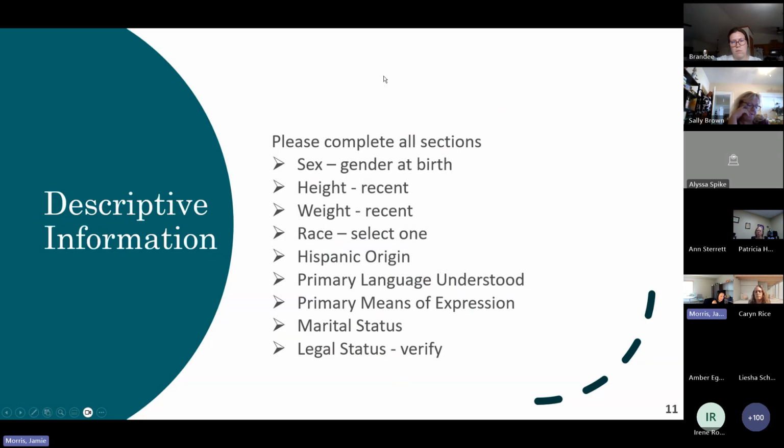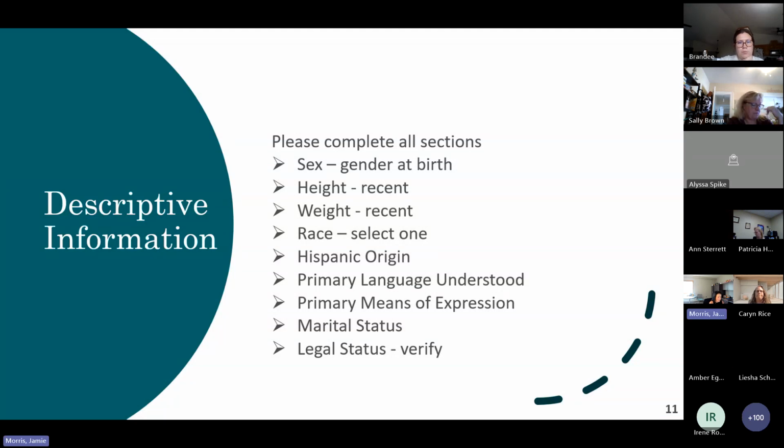At this time, we can move to the inside of the ICAP document, and that is the descriptive information, section A of the ICAP. You will be completing all these sections, and you're going to notice that the very first one indicates to choose only one. You're choosing either male or female, and that would be the gender at birth. So that's the direction for that one.